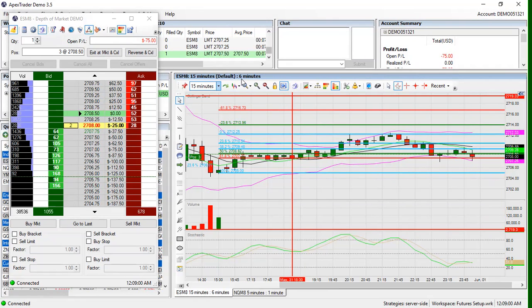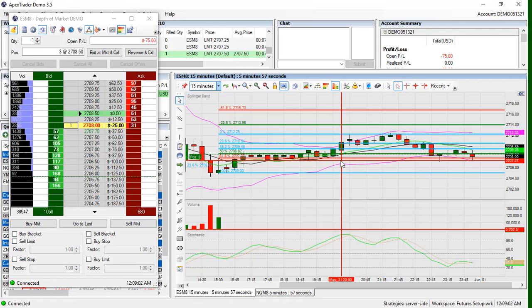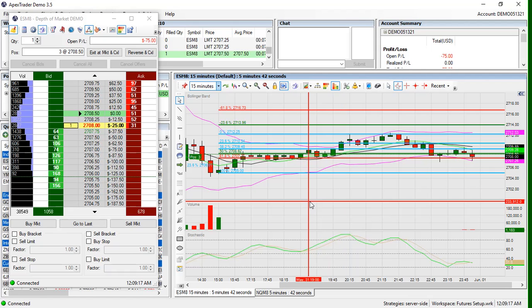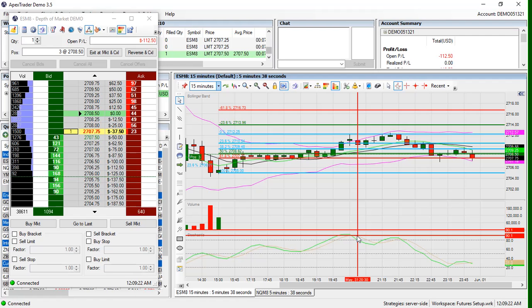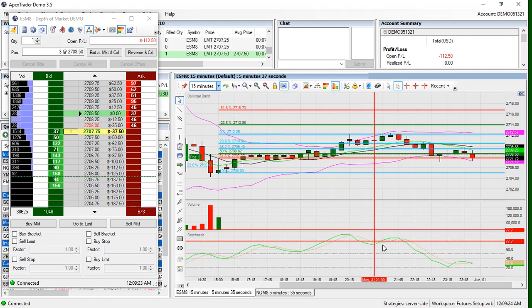So this is my first trial recording of day trading the ES, which is going to be the ES mini S&P futures contract. So I use the stochastic indicator, which is a momentum indicator.